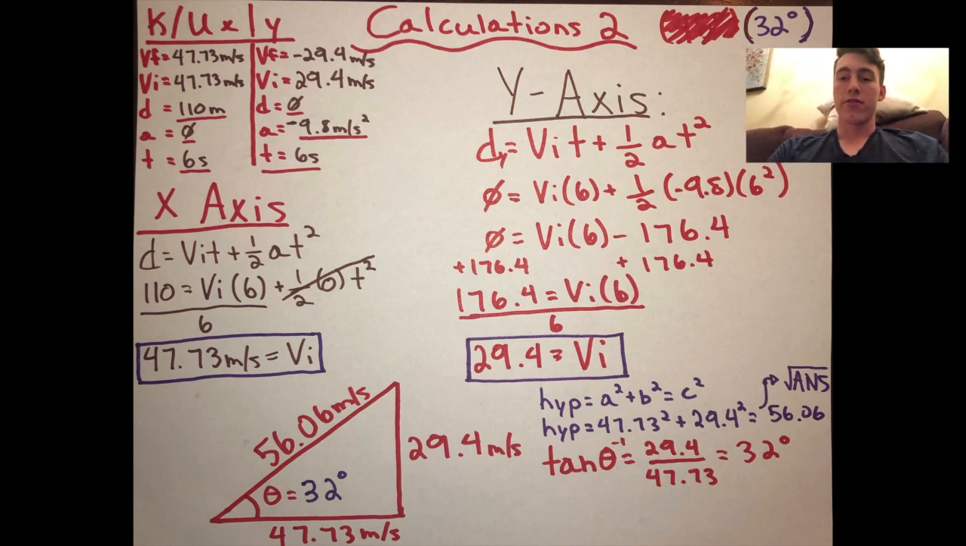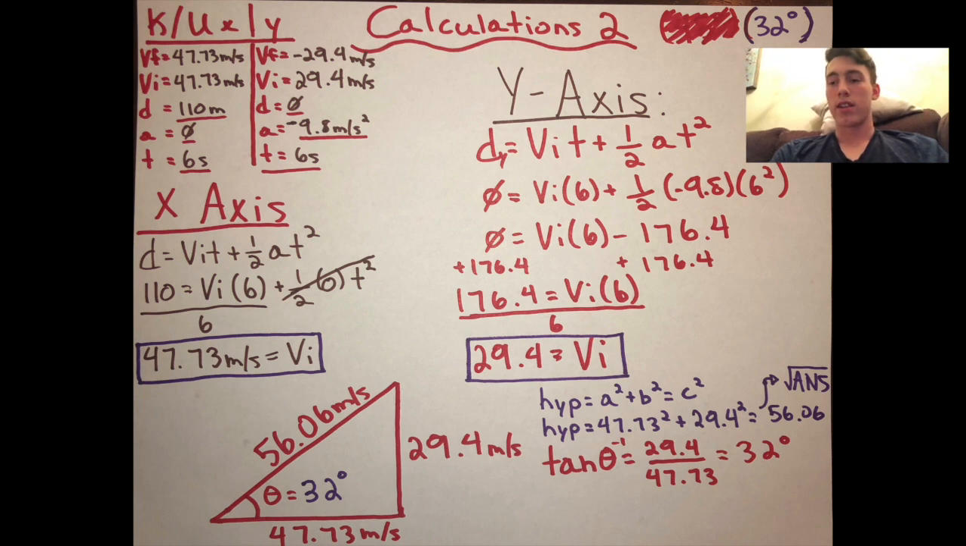At the bottom of the page here, we've got a right triangle, and at the hypotenuse you can see 56.06. I know what you're saying, I don't know where the heck this came from. All we did was make a vector diagram, and we went head to tail with our different velocities. So the 47.73 connects to the 29.4 meters per second, and we just make a triangle out of that for our velocity resultant. So that's the muzzle velocity that the potato leaves the muzzle or the barrel of the cannon.